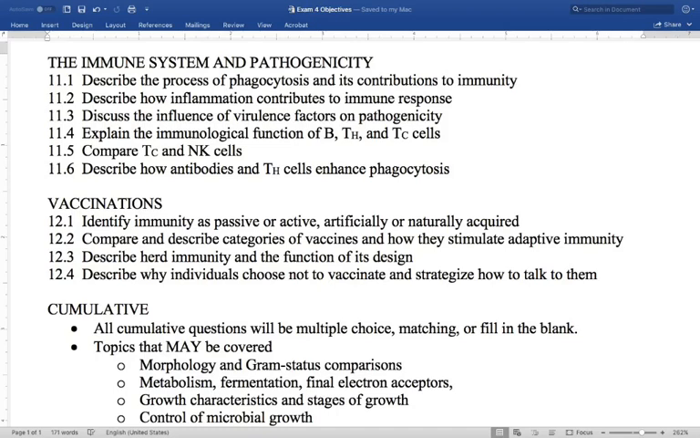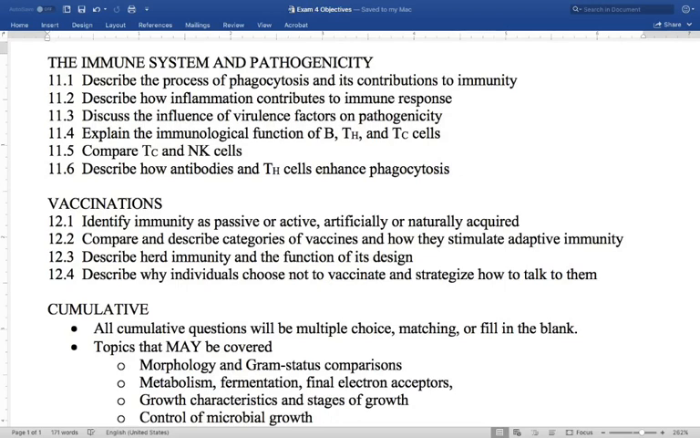You should be able to describe the theory of herd immunity and the function of its design, which we covered in our last lecture on vaccinations. And then finally, you should be able to describe or list reasons why people choose not to vaccinate and strategize how to talk to them.